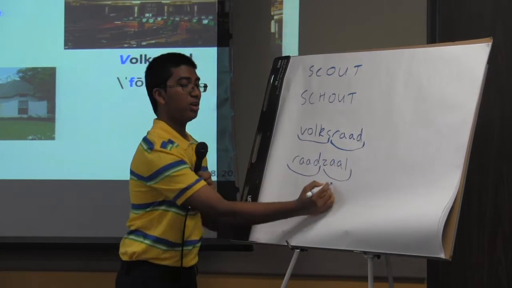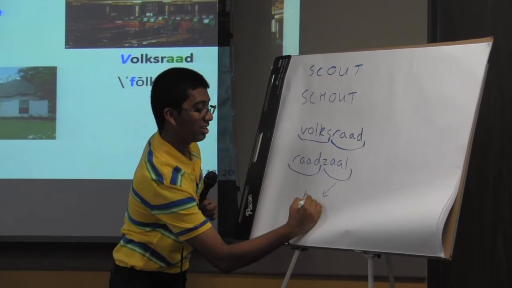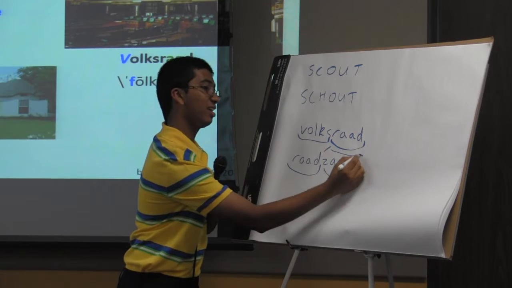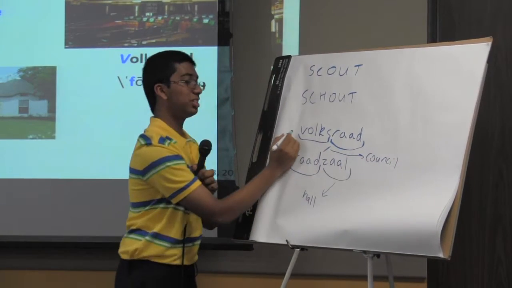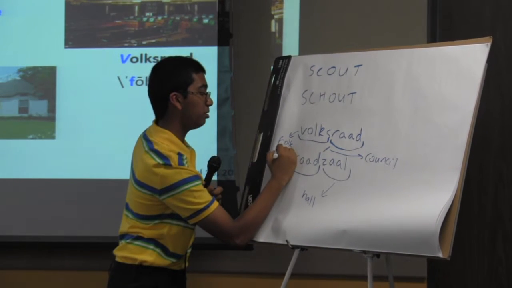Volksraad. Raadzaal. So zaal, what does zaal mean? Hall, like a place. Hall. What does raad mean? Council. And then what is volks? People. Yeah, so it's folk, F-O-L-K, or people.